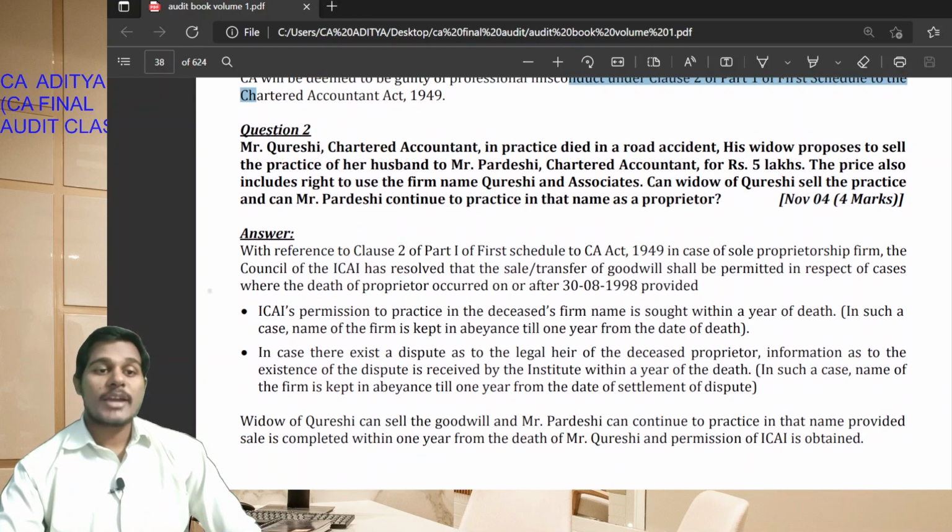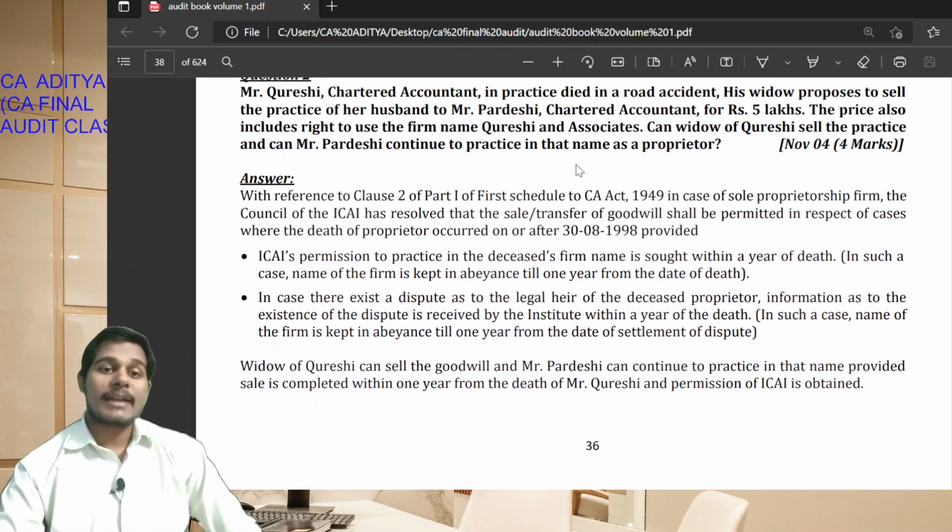C. Mr. Qureshi, a chartered accountant in practice, died in a road accident. His wife proposed to sell the practice of her husband to Mr. Paradeshi, chartered accountant, for 5 lakhs. The price also includes the right to use the firm name Qureshi and Associates. Can the widow of Qureshi sell the practice, and can Mr. Paradeshi continue to practice in that name as a proprietary?